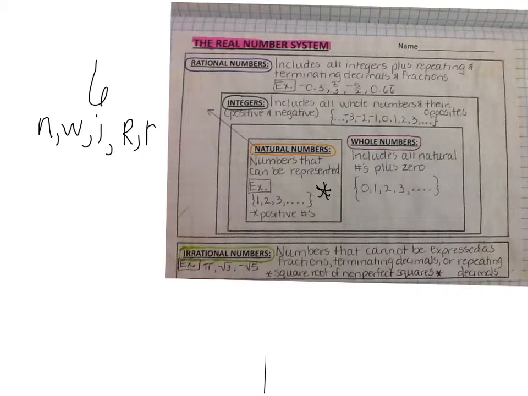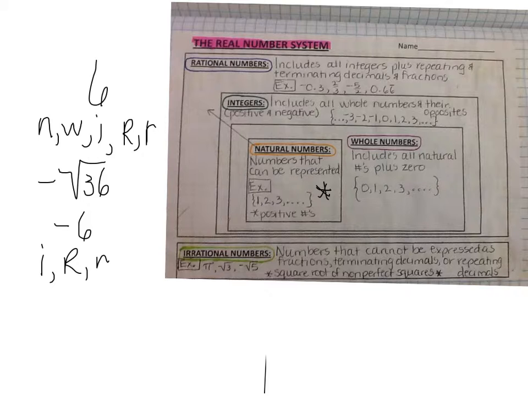The next one is the negative square root of 36. Do you have to solve this one? Yes. What is the square root of 36? 6. Which kind of 6 do I want? The negative one. So is it a natural number? No. Is it a whole number? Nope. It starts with integers. So I would say it's an integer, a rational number, and a real number.